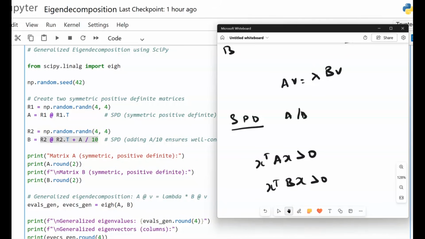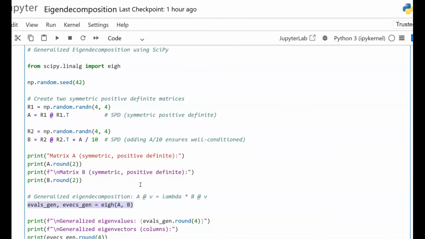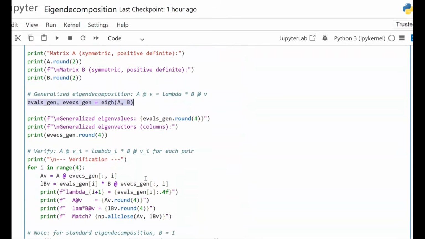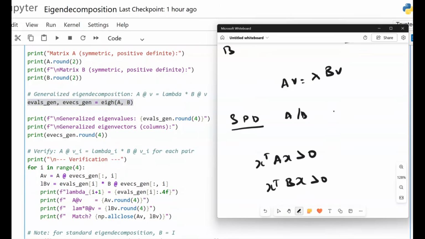And here, when we go towards the generalized eigenproblem, we define these eigenvectors and eigenvalues. So this exactly solves A V sub i equals lambda sub i times B V sub i.